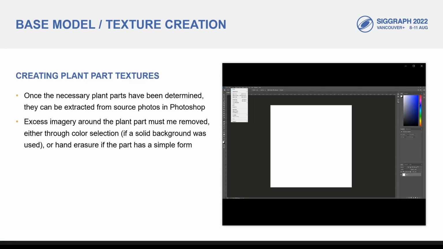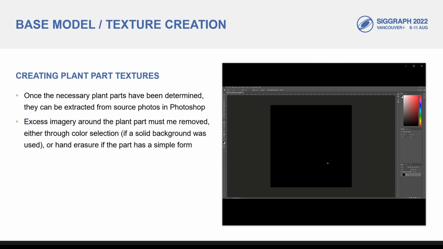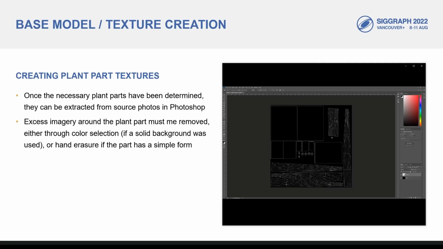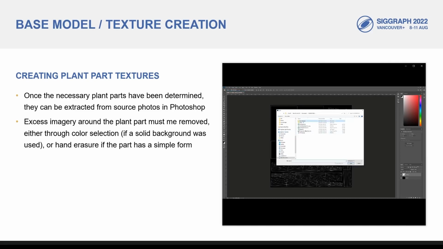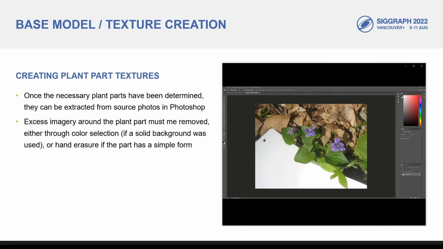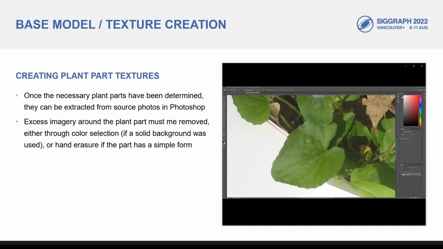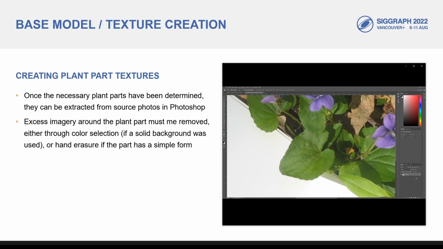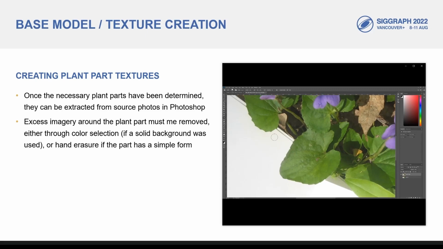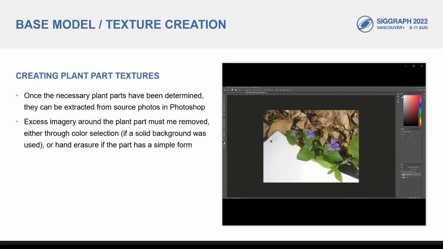So in Photoshop, we'll create a new project with the canvas or image size based on how large we want our texture sheet to be. In the case of the blue violet, that's 1024 by 1024. We'll just go ahead and add our UV snapshot in there, and then we can begin extracting textures from our source photos. This really just involves deleting or removing excess imagery from around the plant part, either through color selection. If you have a really good background, you can just delete all the white or whatever color you use for your background. Or in this case, we don't have a perfect background, but the leaf is still a really good picture of the leaf, so we'll just cut it out by hand using an eraser.